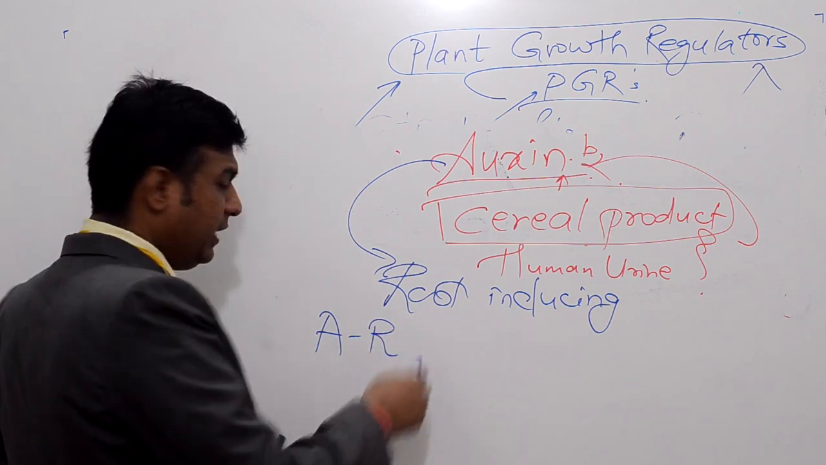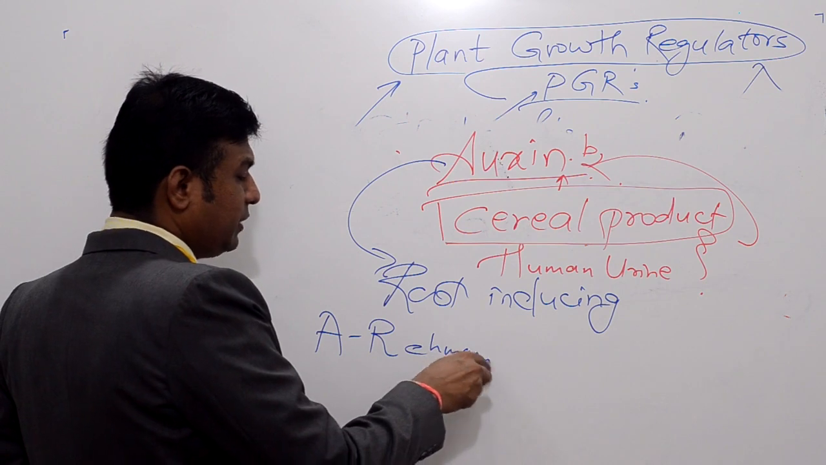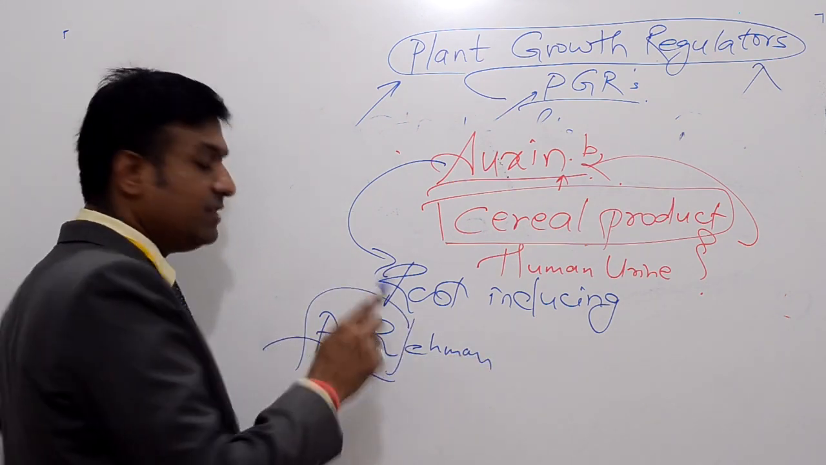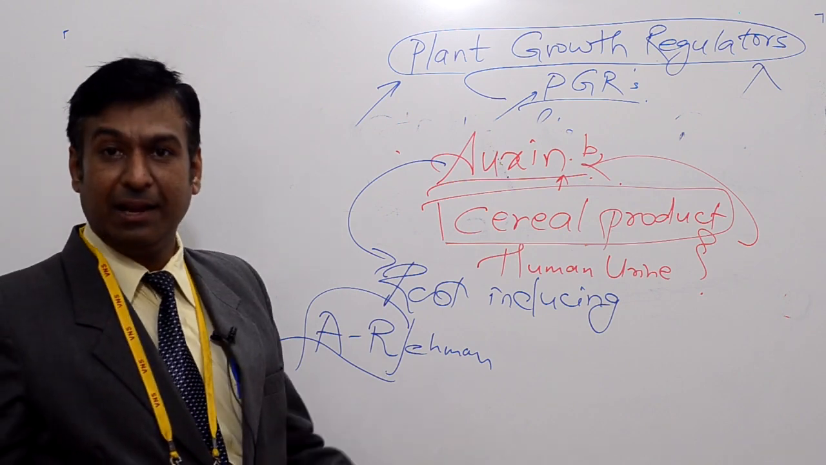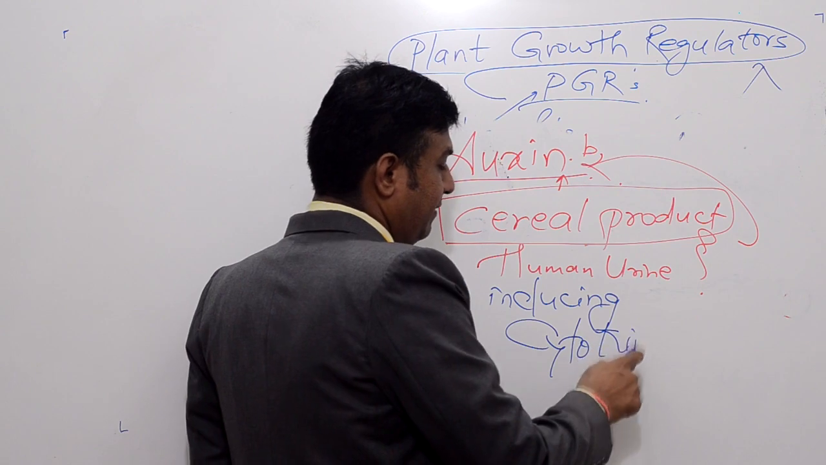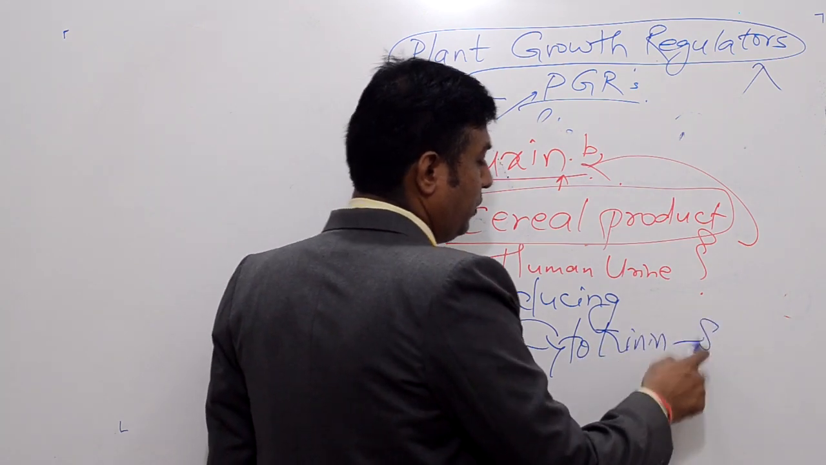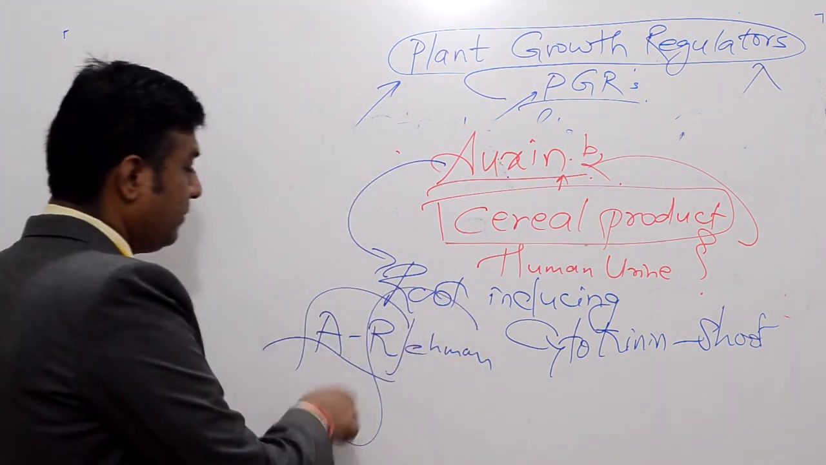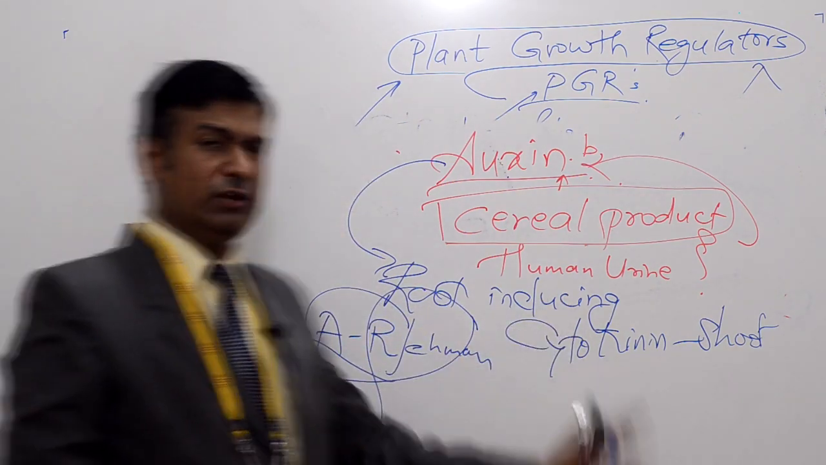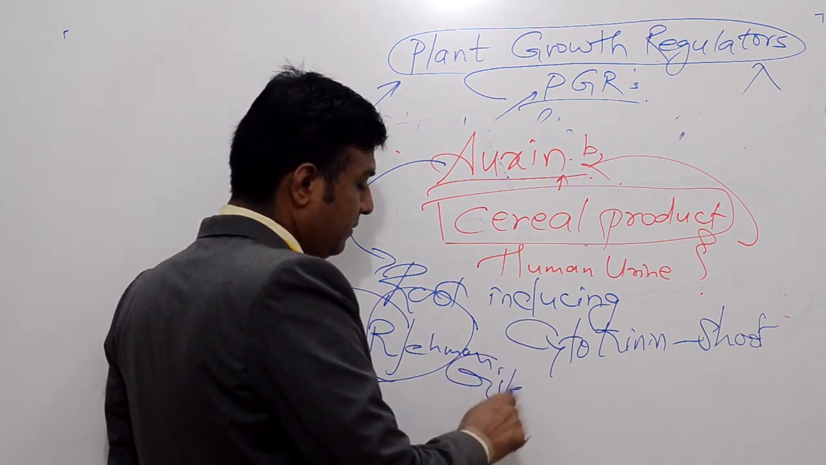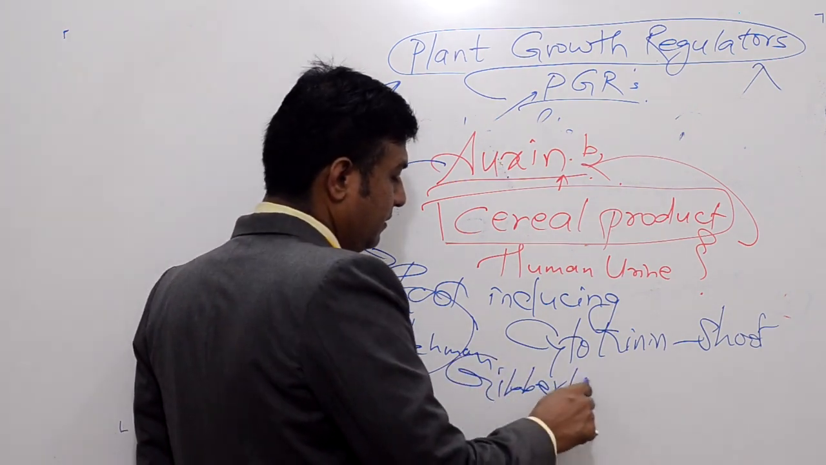You can say it as AR Rahman. Just as a learning technique, I am showing you that auxins are root inducing, AR Rahman, and cytokinins are shoot inducing. Once you remember one, you come to know cytokinins are shoot inducing. So what are gibberellins doing, sir? What are gibberellins doing?